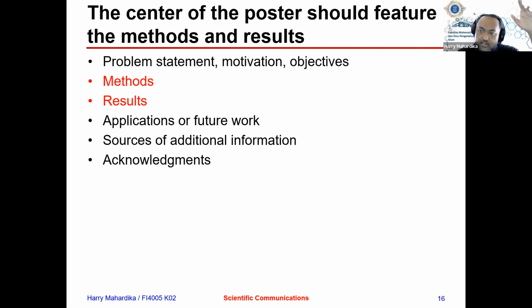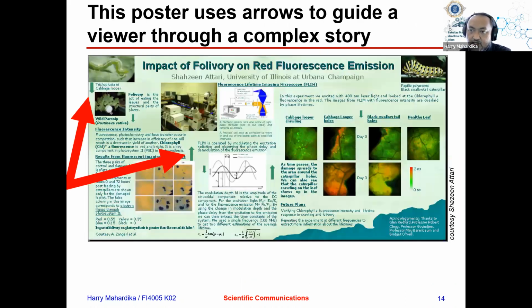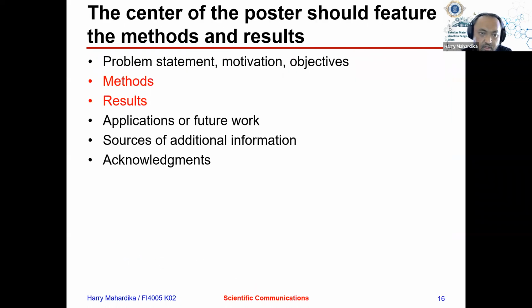Here the assumption is that we are using a 3-column landscape orientation poster. The first column contains the problem statement, motivation, and objectives. The center column shows the method and results, and the final column shows the conclusion and also the acknowledgements.